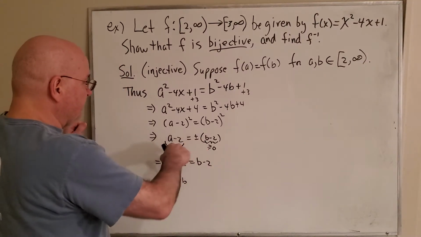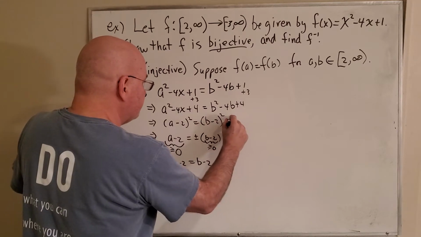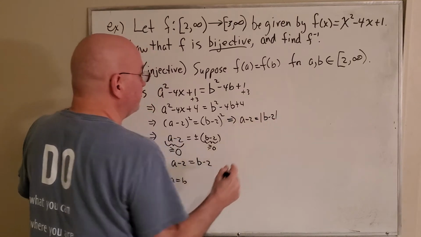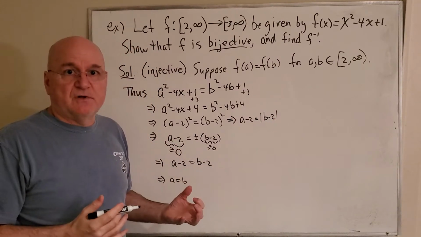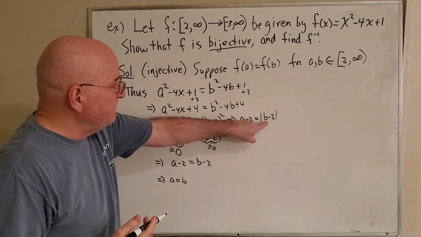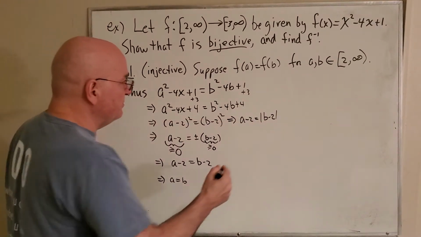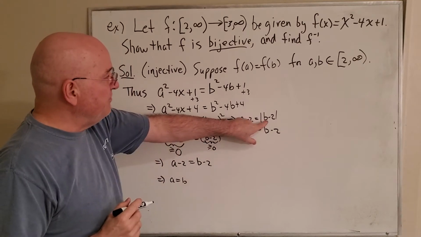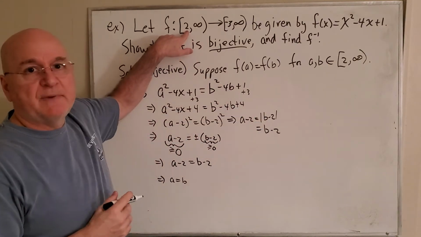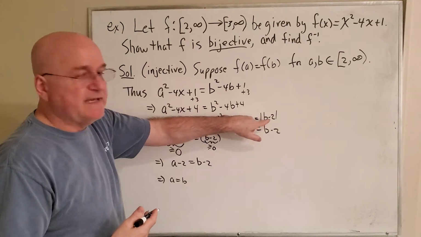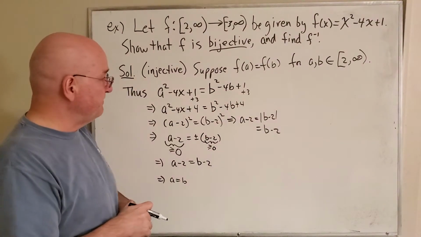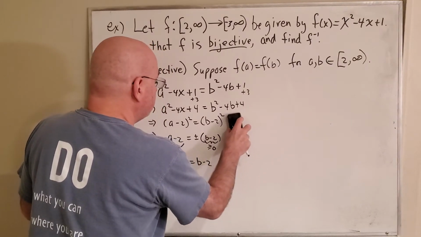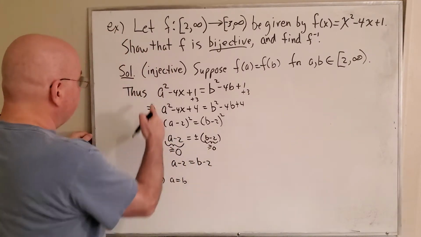I could have gone here and said that this implies that a minus 2 is equal to the absolute value of b minus 2, and we reach the same result, because the absolute value of b minus 2 is b minus 2, because we know b is from this domain. It's 2 or greater. That is never a negative number inside those absolute values. So we showed that it's injective.